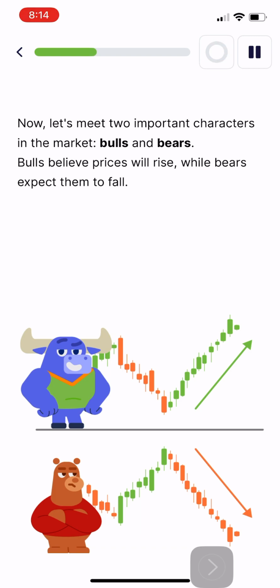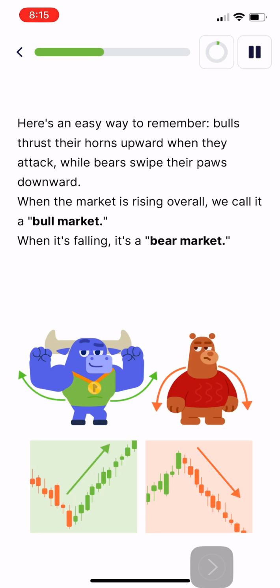Now let's meet two important characters in the market: bulls and bears. Bulls believe prices will rise, while bears expect them to fall. Here's an easy way to remember. Bulls thrust their horns upward when they attack, while bears swipe their paws downward. When the market is rising overall, we call it a bull market. When it's falling, it's a bear market.